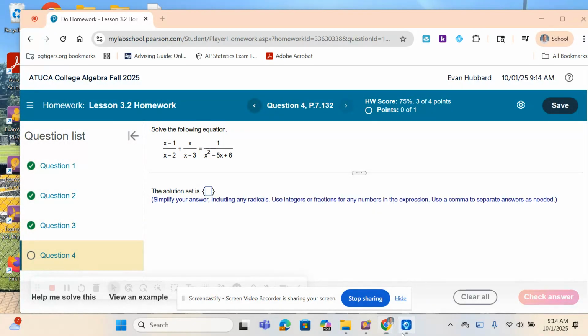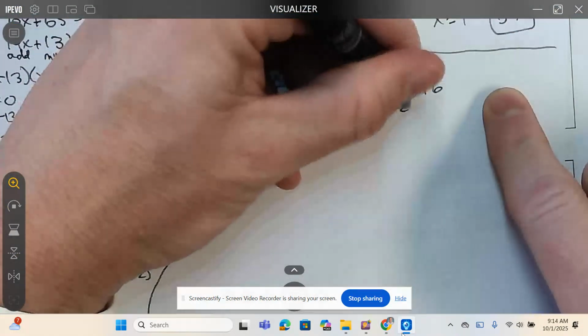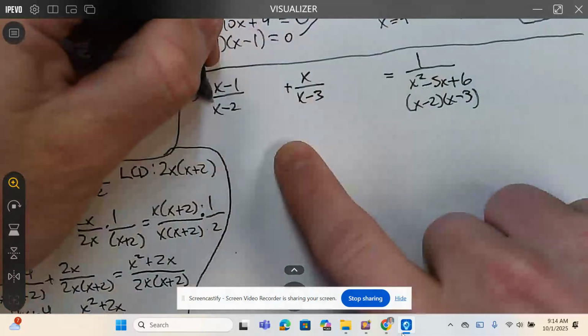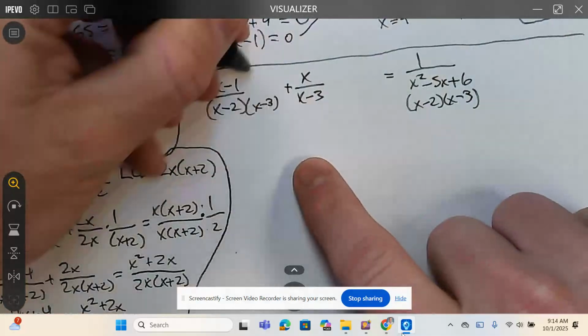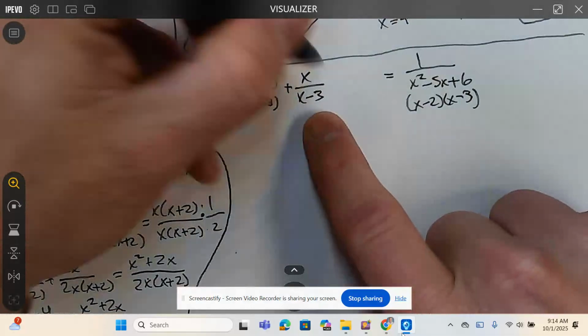All right, number 4, I'm going to factor the bottom here. What multiplies to 6 and adds to negative 5? Negative 2, negative 3. So this one's got x minus 2. What does it need? It needs an x minus 3. What does this one need? It needs an x minus 2.